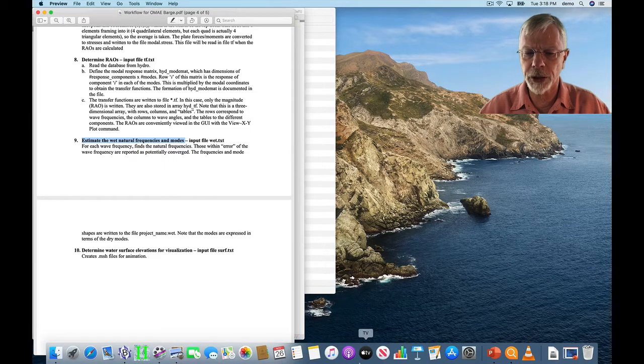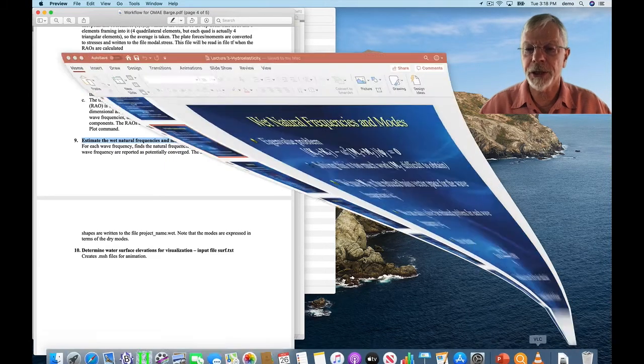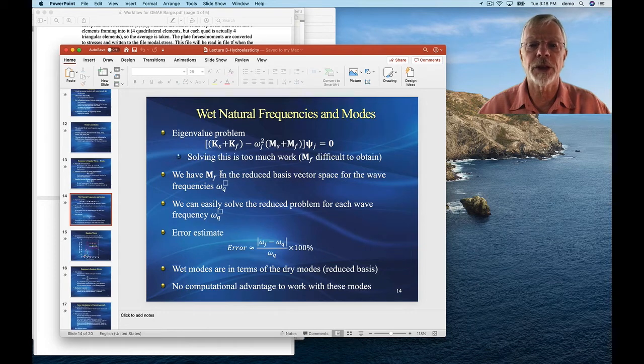First of all, what are we talking about here? If we open up the lecture on the equations of hydroelasticity, in one of the slides we talked about wet natural frequencies and modes. This is essentially the equation we're going to be solving, except we're solving it in the reduced basis. So we're talking about Ks star, Kf star, Ms star, Mf star, and we want to solve this eigenvalue problem for the wet natural frequencies in this case because we're including Kf and Mf.